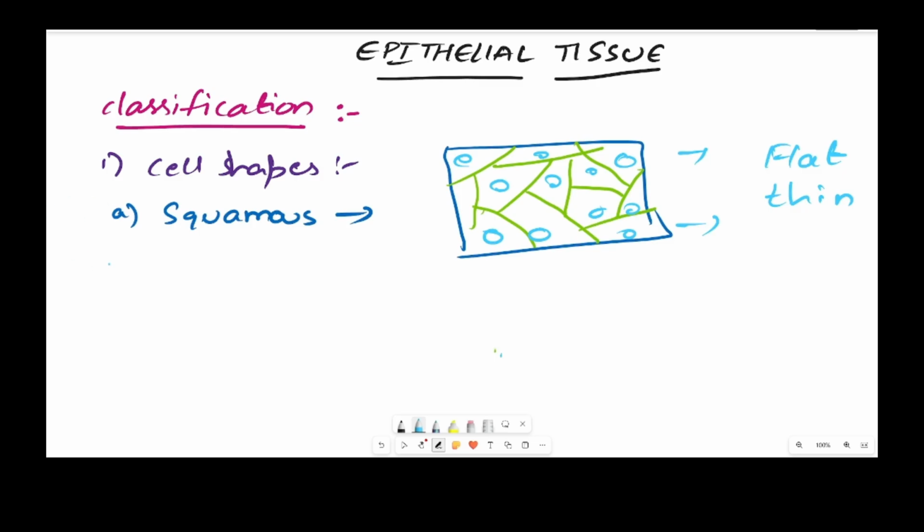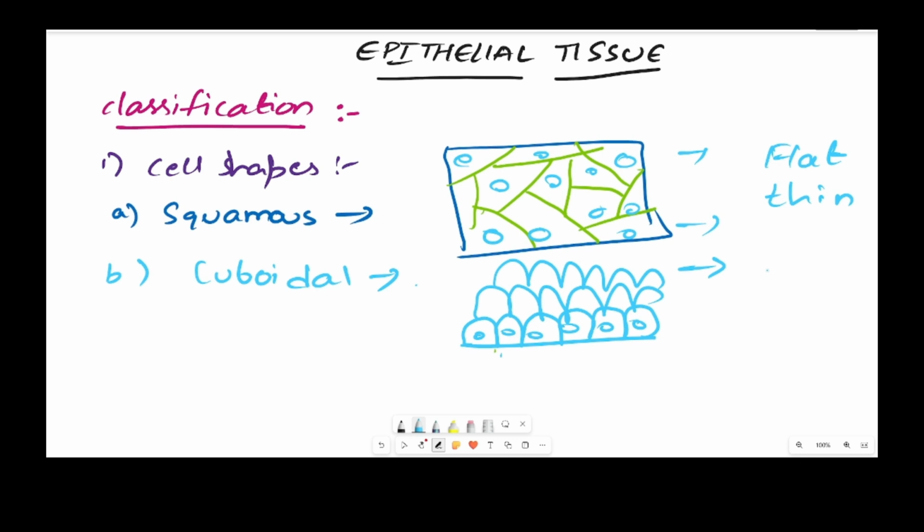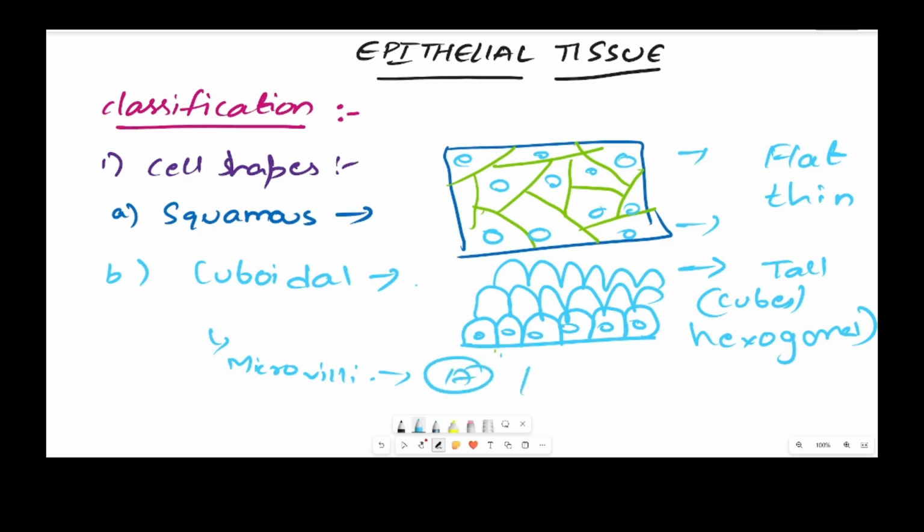Coming to the second one, which is called the cuboidal epithelium, it will be tall. These look like cubes. They can be hexagons. And these have structures called microvilli. Microvilli are useful for the absorption of secretions.